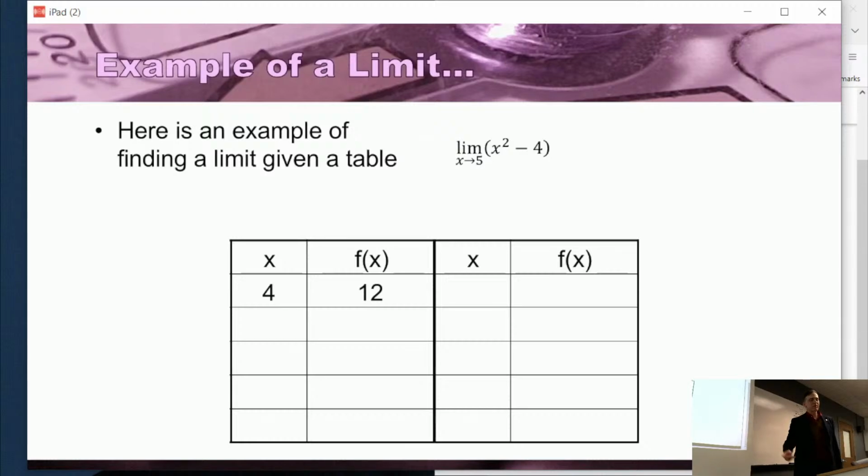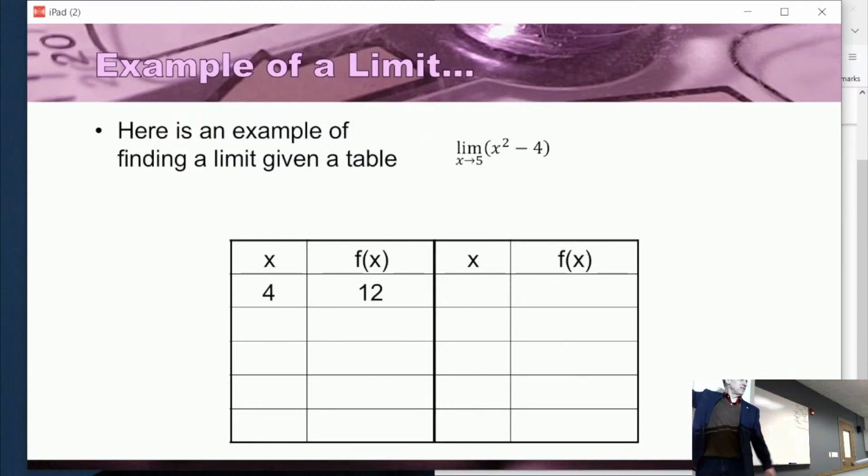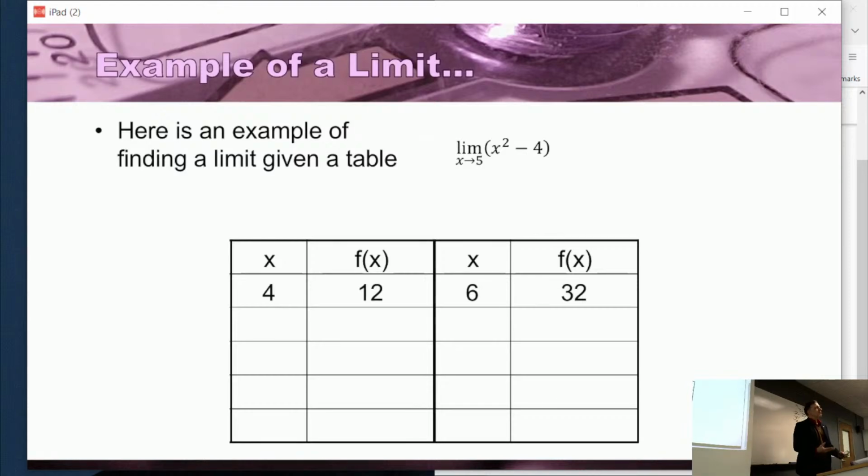Now Ethan's going to plug the number 6 in just to show you that this works from either side. When you plug 6 into this, what do you get? 32, very good. So what I'm going to do is get numbers closer and closer to the number 5 from either side. When I plug 4.5 into that function, I'm not going to make you do this because you get all these decimals, but you get 16.25. If I plug the number 5.5 in, I get 26.25.